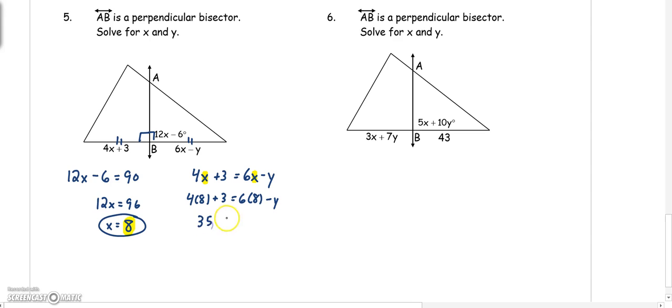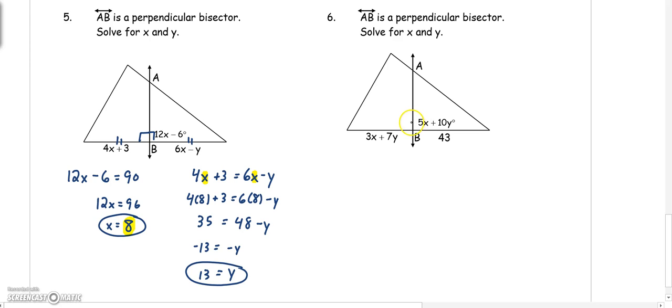So we get 35 is equal to 48 minus y. I'm going to subtract 48 from both sides. Negative 13 is equal to negative y, which means that y is equal to 13 when I divide by negative 1. The same thing happens in number 6.